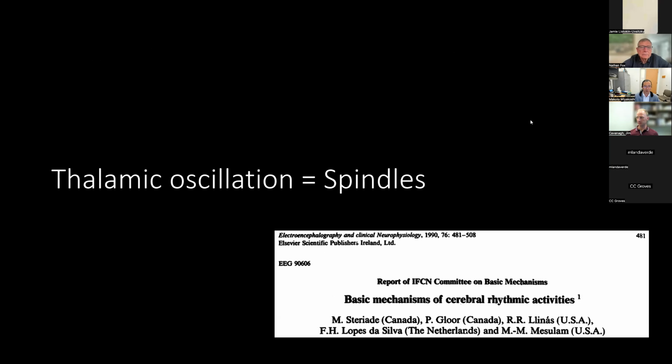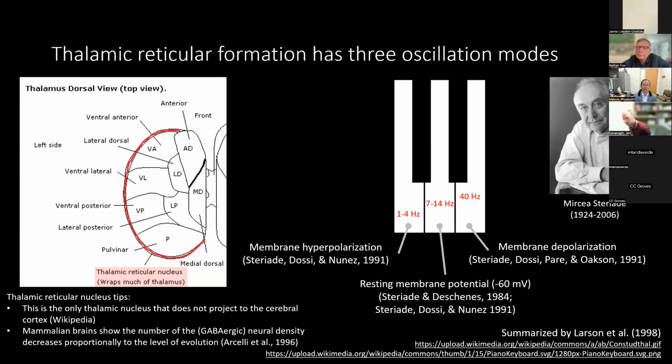Now, I want to start with a series of studies by Steriade, and he focused on the spindles. Spindles are a form of oscillation, and he found that one of the important thalamic nuclei, the reticular nucleus, has three oscillatory modes: delta, alpha, and gamma. And this rings a bell to us, right? It's like, aha, we know these frequency bands.